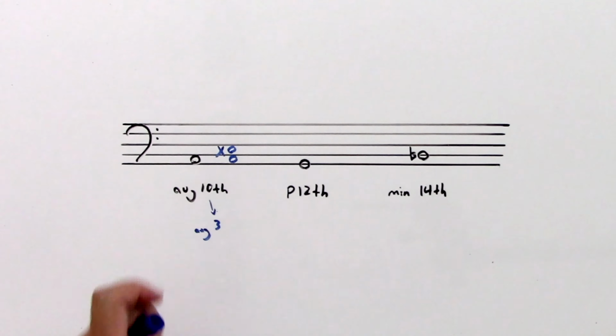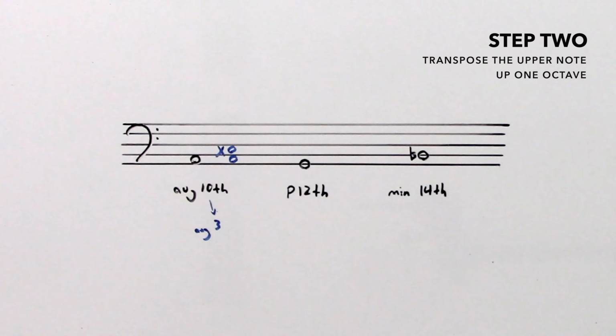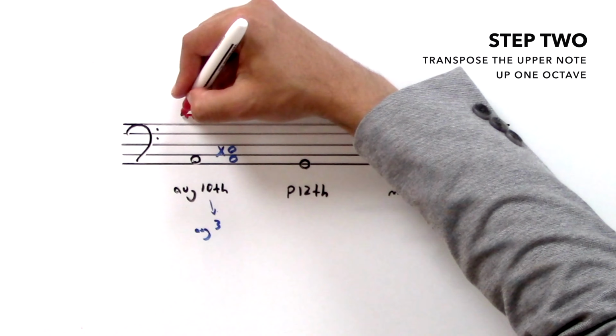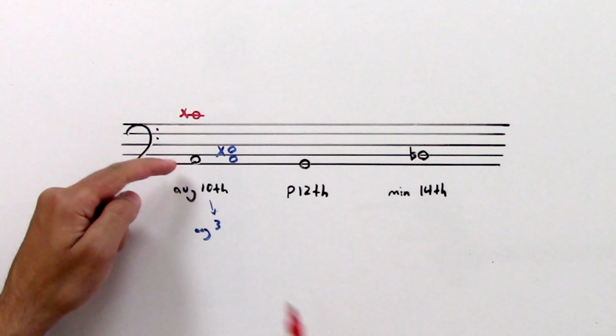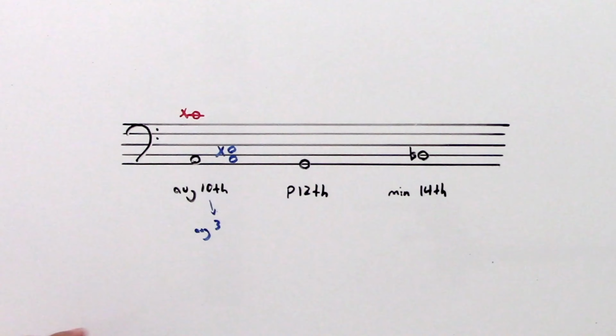Now back in compound interval land, all I have to do is transpose that top note up to this C double sharp, and I should be left with an augmented tenth. 1, 2, 3, 4, 5, 6, 7, 8, 9, 10th. There we go, that's the right answer.